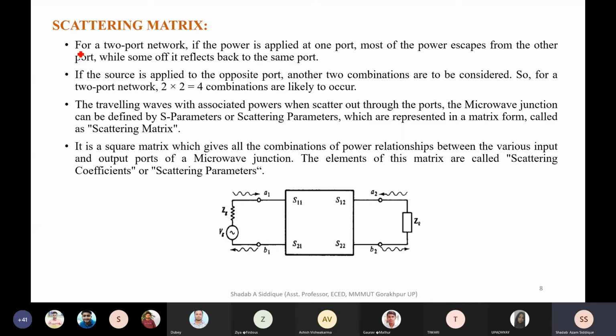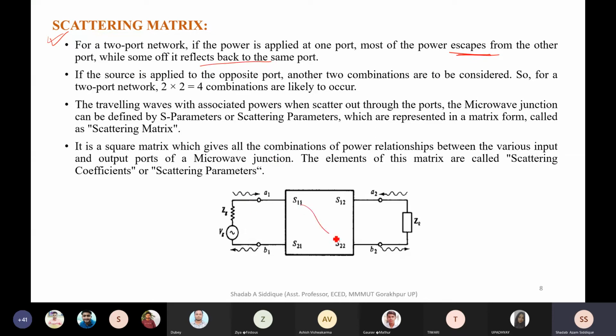Now we're going to discuss the scattering matrix. For a two-port network, if power is applied at one port, meaning we have a voltage and an impedance, just applying some power at one of the ports, most of the power escapes from the other port, while some of it reflects back to the same port.